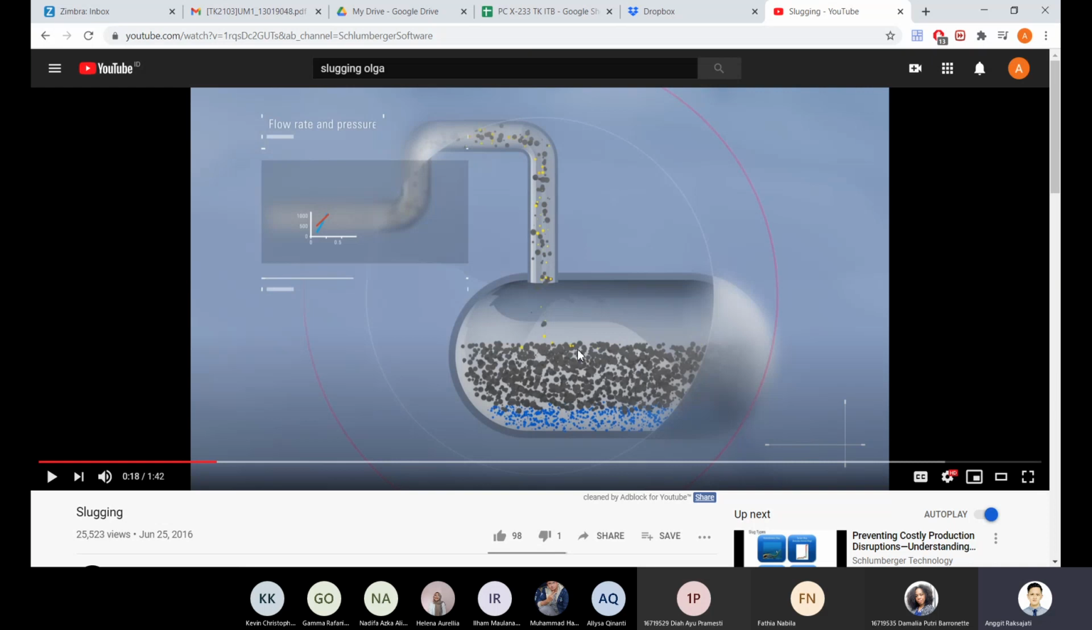It causes a lot of trouble to the engineers, to the operators that work in the oil and gas industry. Okay, that's why nowadays I think most of the problems in fluid mechanics in the oil and gas industry are for a multi-phase pipeline system.